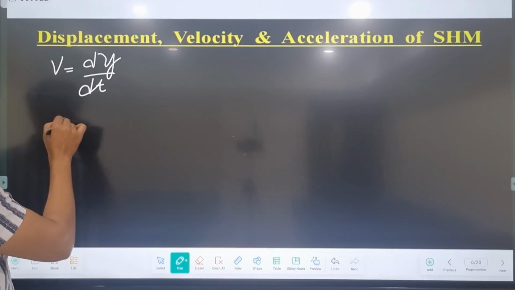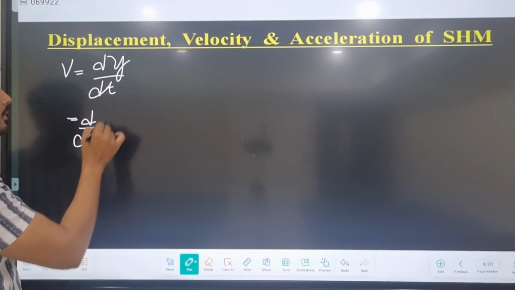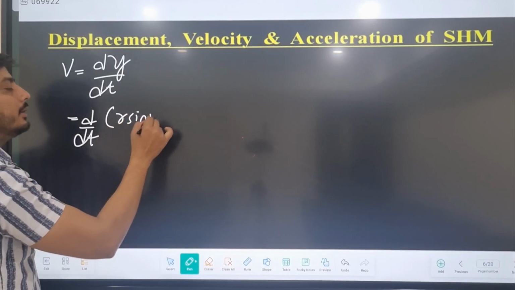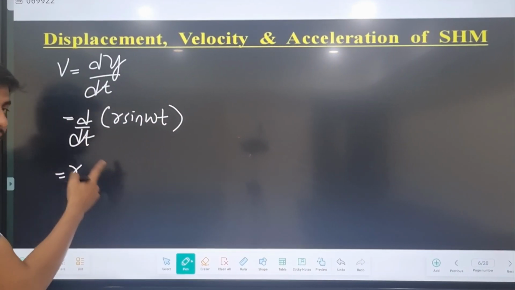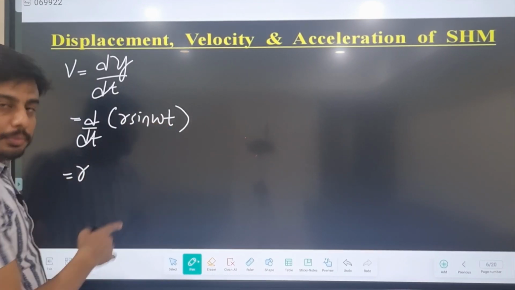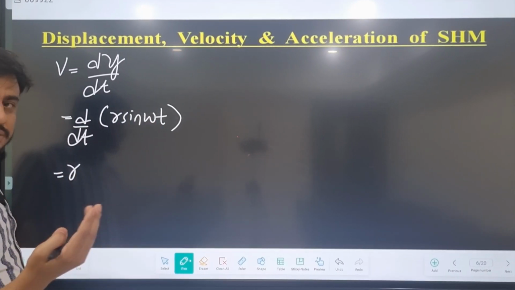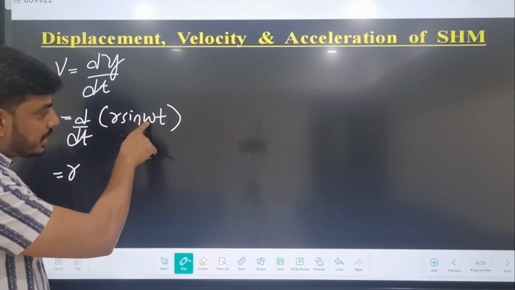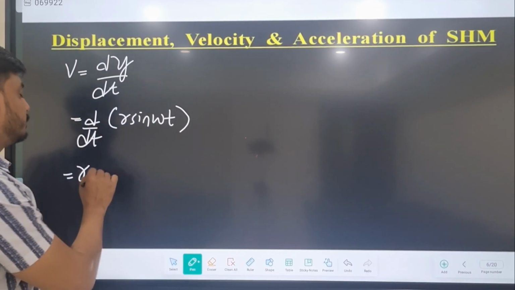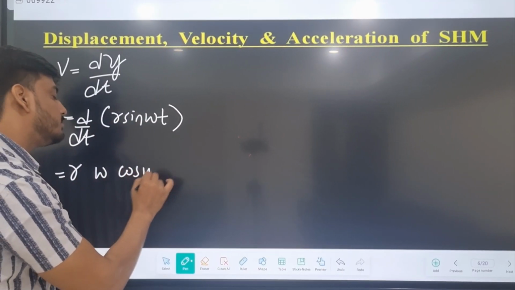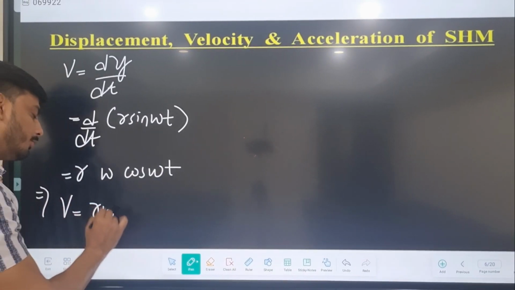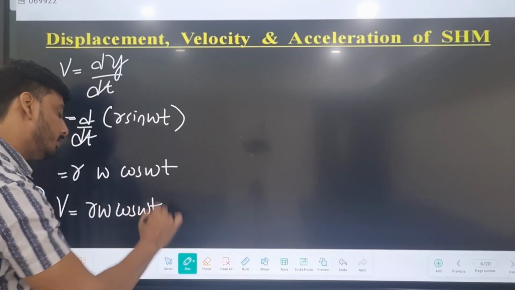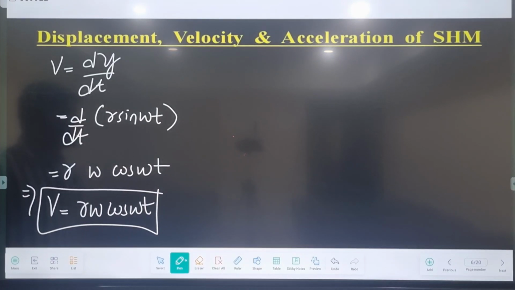Already we have the expression for displacement, so we can directly write down the derivative of r sine omega t. Since r is a constant, we can take that outside. The derivative of sine theta is cos theta. Similarly, if any constant is multiplied, we have to multiply that. This will be omega cos omega t. So the velocity formula we have derived is r omega cos omega t. This is the expression for velocity.